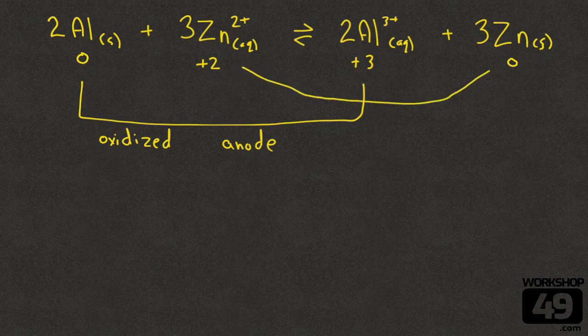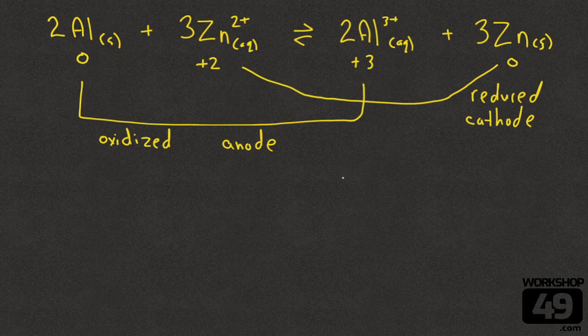I'm going to connect my zincs. You can see that the zinc oxidation numbers were reduced from +2 to 0. It was reduced. The reduced substance is our cathode. Again, consonants, it's how I remember. Maybe it helps you. The R and the C, reduced cathode.